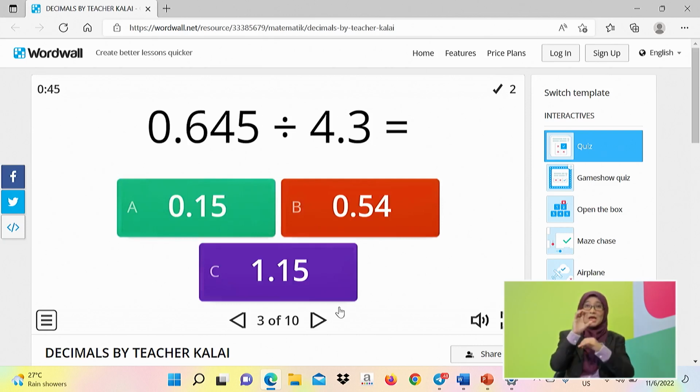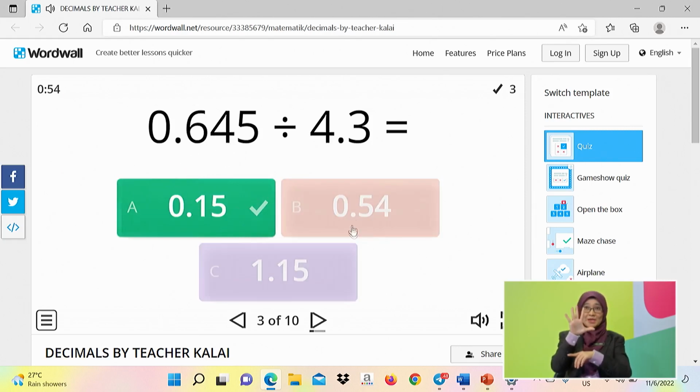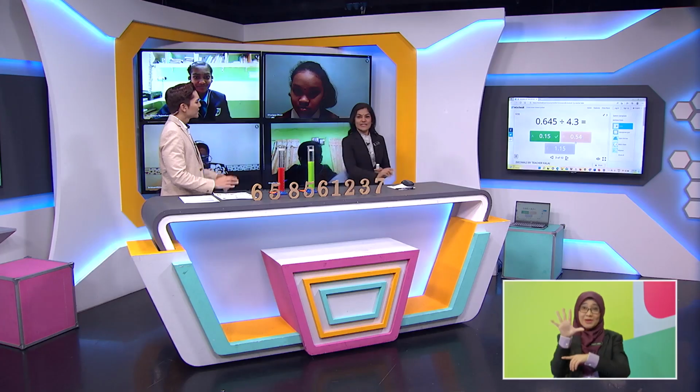0.645 divided by 4.3. Quick one, quick one. 0.15. 0.15. Wow, they are super duper. Wonderful. Okay, so this is the last one.